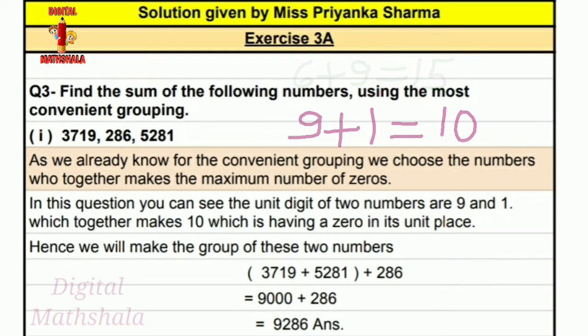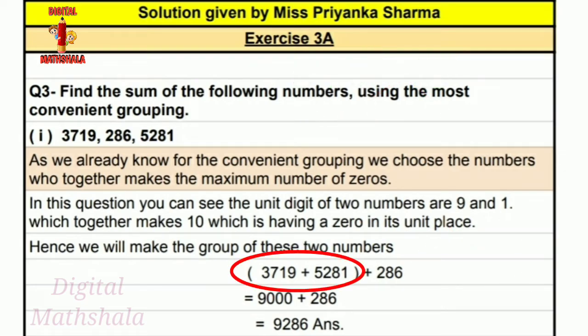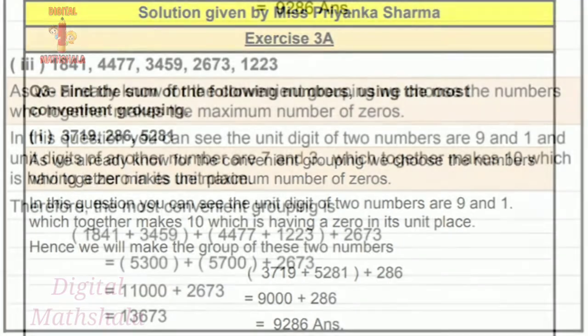So here you can see in the bracket these 2 numbers we will add, and in the last we will add 286. When we add these 2 numbers, we will get 9000, and then we will add 286 to it. Then the answer will be 9286. This is the required answer. I hope you understand this. Now we will see the next part of this question.